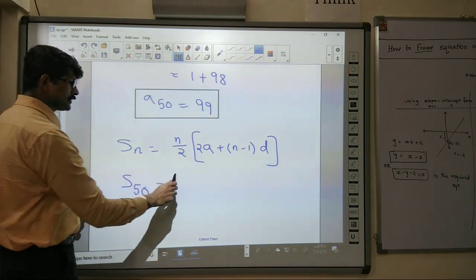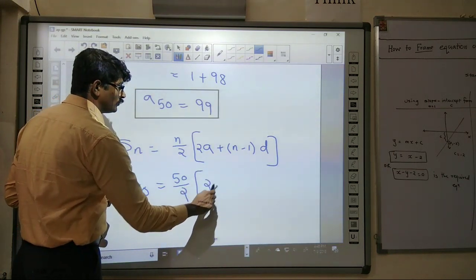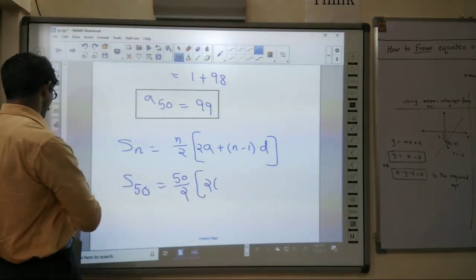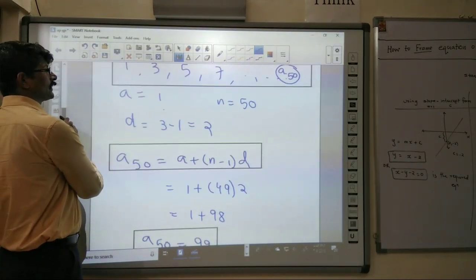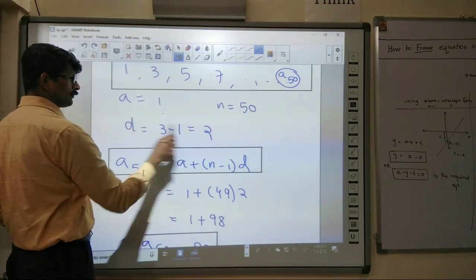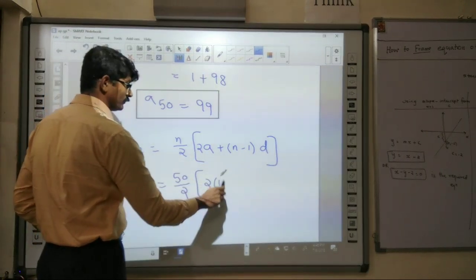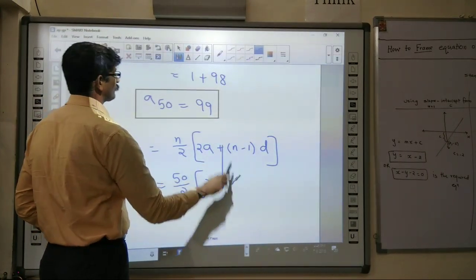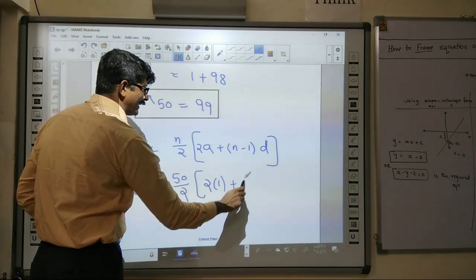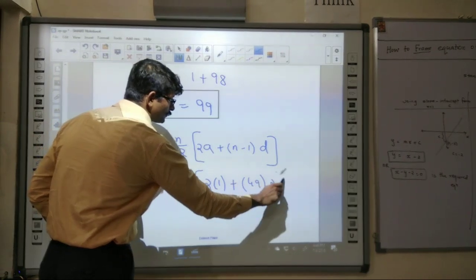So we know n is 50, by 2 in bracket 2 into what is this a? a stands for our first term. Do you remember, students? Okay, check it out. What was a? a was 1, n was 50, and d was 2. We will just plug that in. 2 into 1 plus n minus 1, that is 49, into d, which was 2.